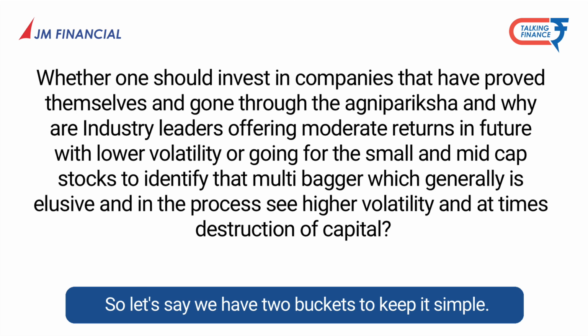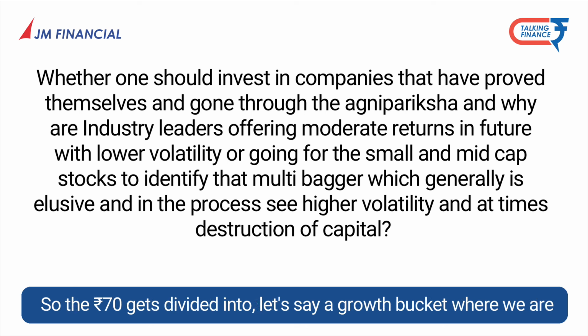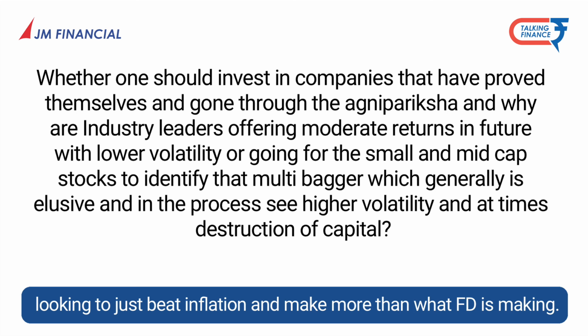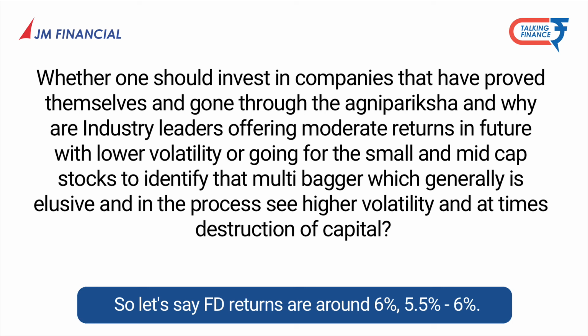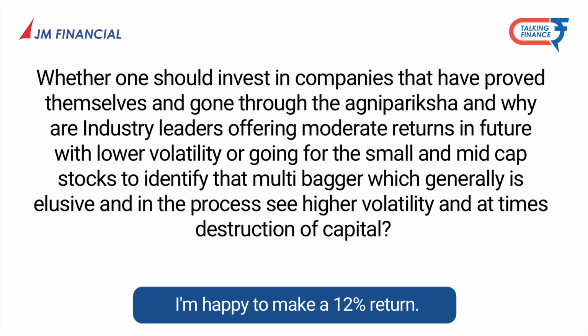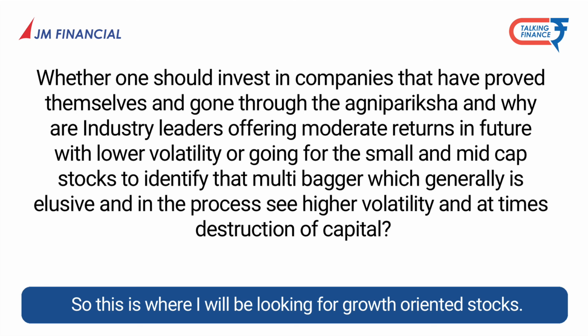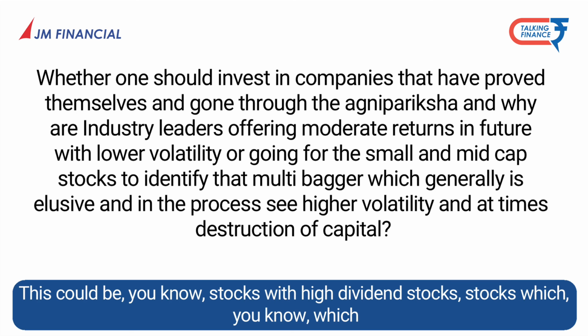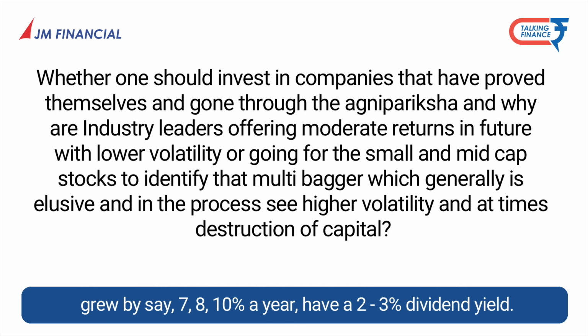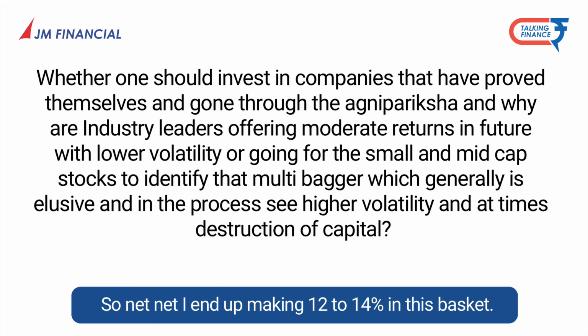So let's say we have two buckets to keep it simple. The 70 rupees gets divided into, let's say, a growth bucket where we are looking to just beat inflation and make more than what FD is making. So let's say the FD returns are around 5.5 to 6%. I'm happy to make a 12% return. So this is where I'll be looking for growth-oriented stocks. These could be stocks with high dividends, stocks which grow by say 7, 8, 10% in a year, and have a 2 to 3% kind of dividend yield. So net I end up making 12 to 14% in this basket.